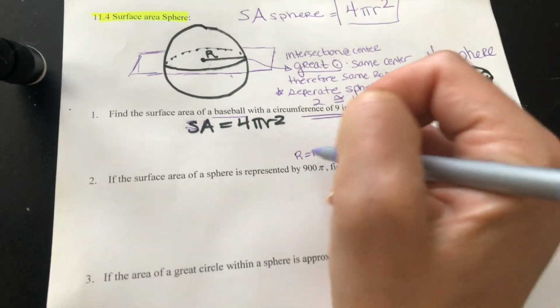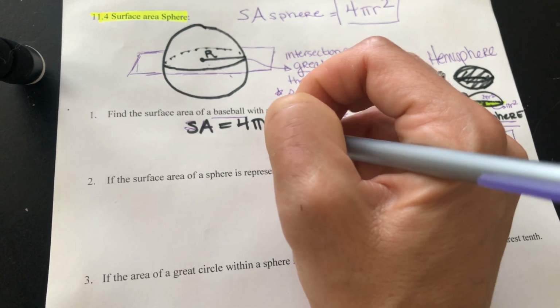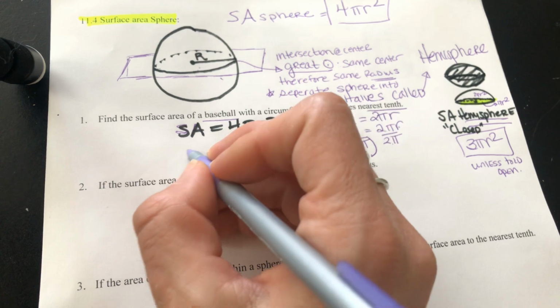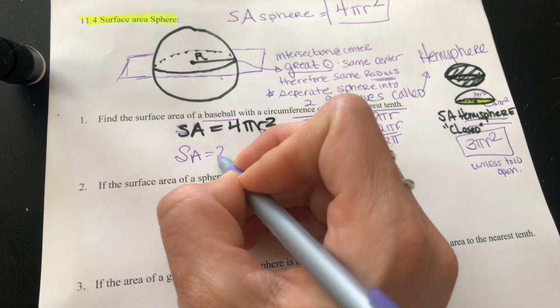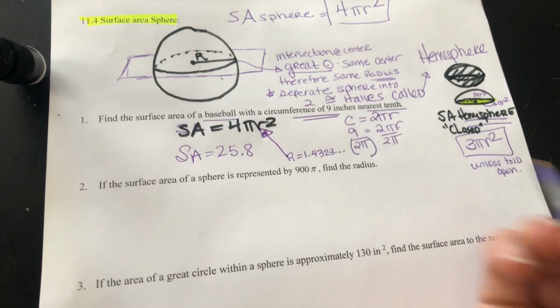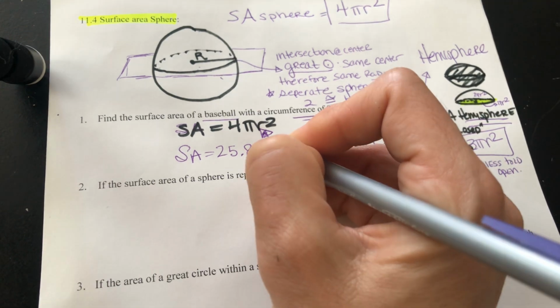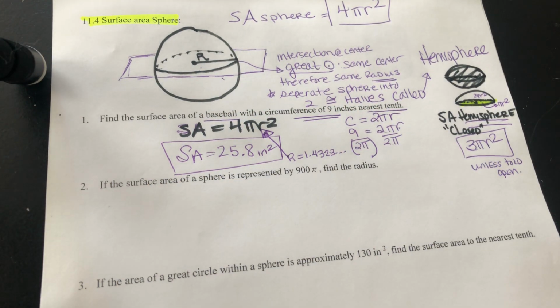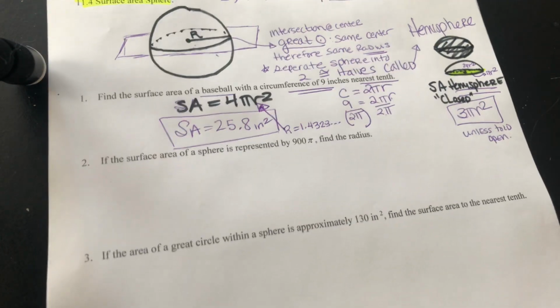Remember, never round. So I want the answer to the nearest tenth. So take what you have in the calculator, square that number, times it by 4 pi, and in the end, you should get 25.8, we'll say inches squared. It's a really simple formula. Okay, hopefully that made sense.